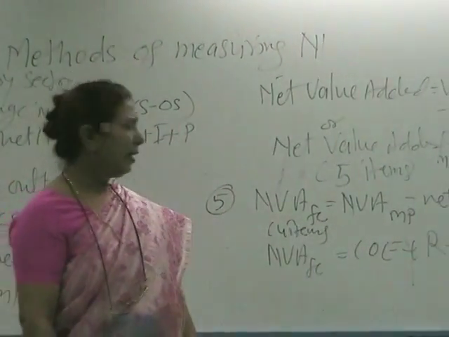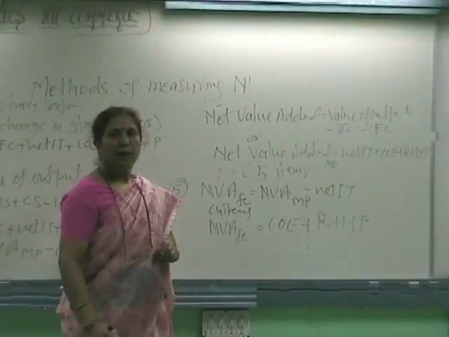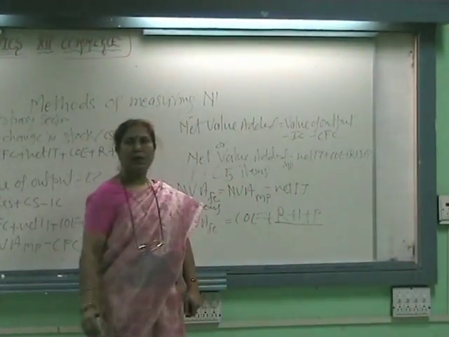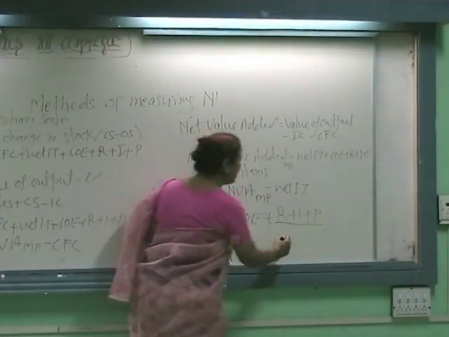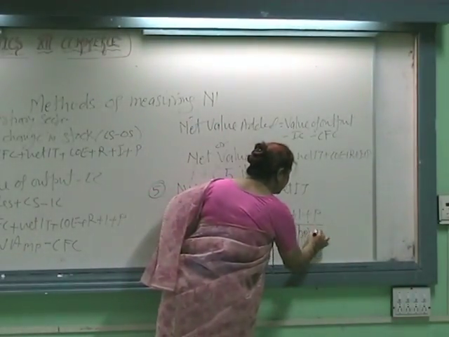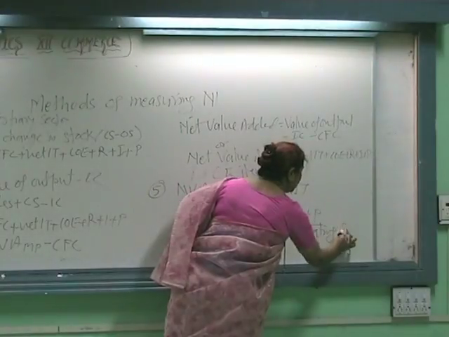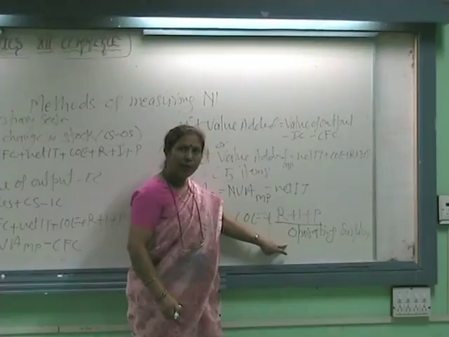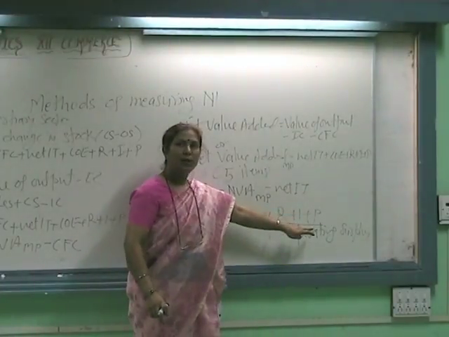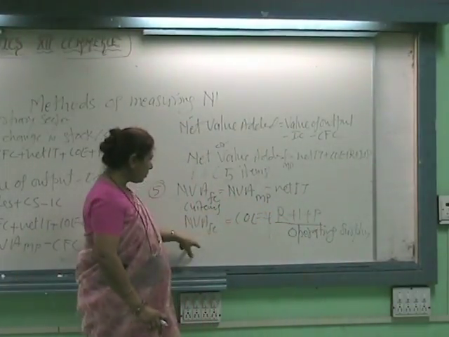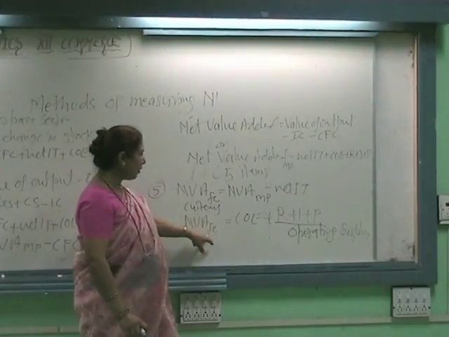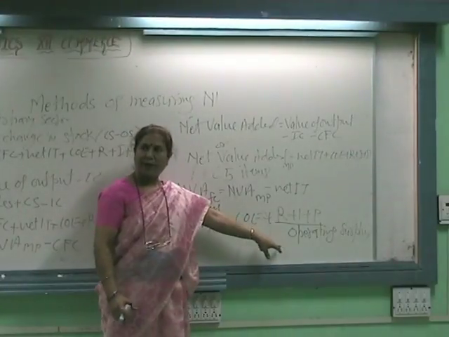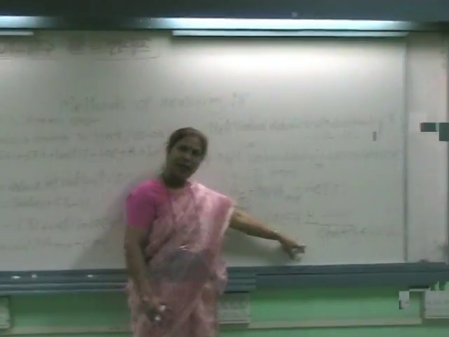Now here I will tell you one very important thing. These three, rent, interest and profit, we call them as operating surplus. So operating surplus is sum of rent, interest and profit. So we can also say that net value added at factor cost is equal to nothing but compensation of employees plus operating surplus. Is it clear?